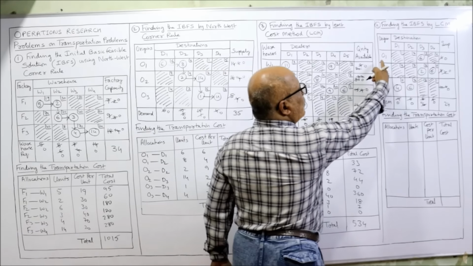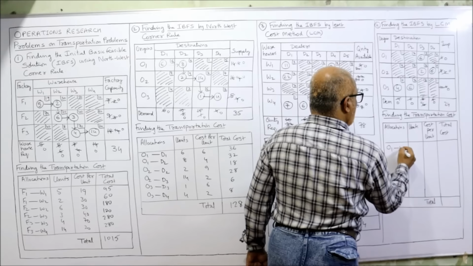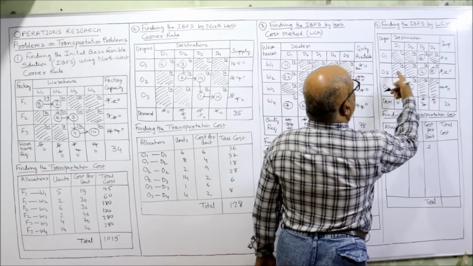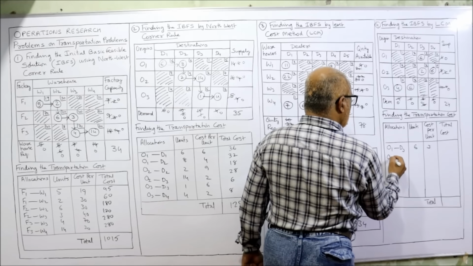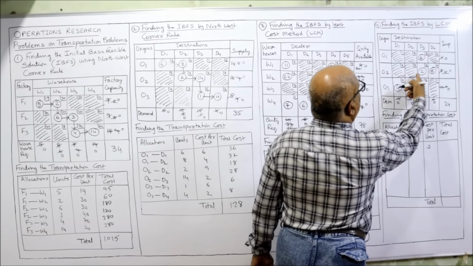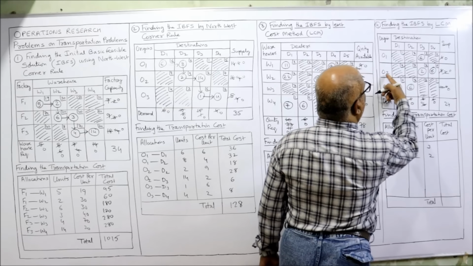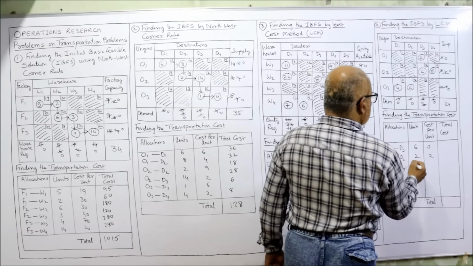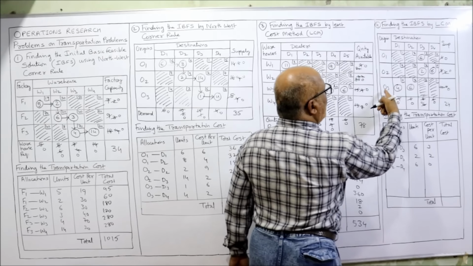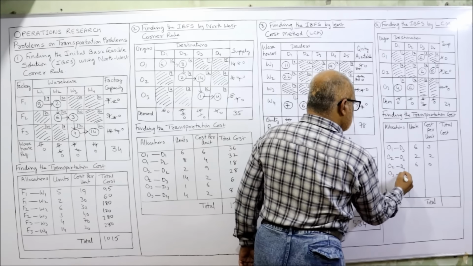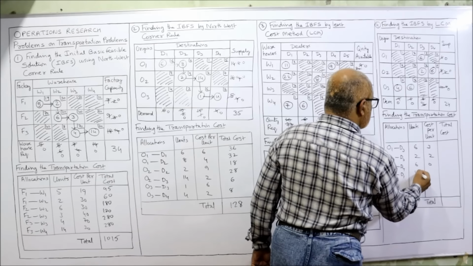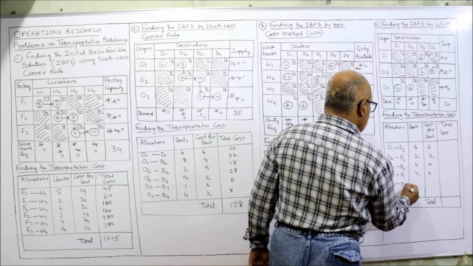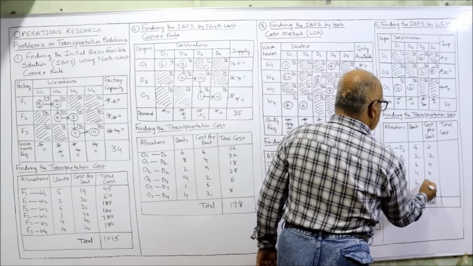The first allocation O1 to D3. How much? 6 units, 3 rupees. Then O2 to D3. 2 units, 2 rupees. O2 to D4. 6 units, 0 rupees. And O3 to D1. 4 units, 0 rupees. O3 to D2. 6 units, 2 rupees.